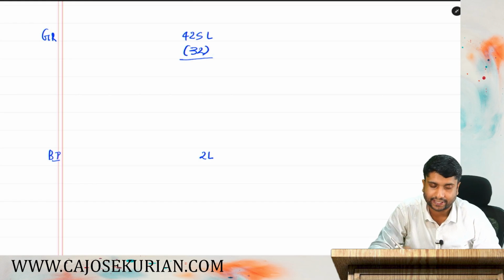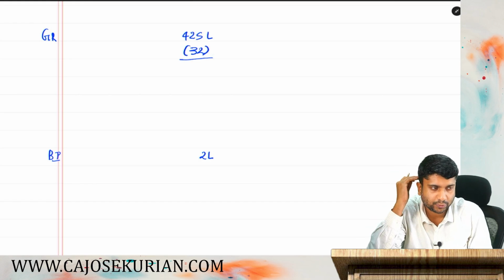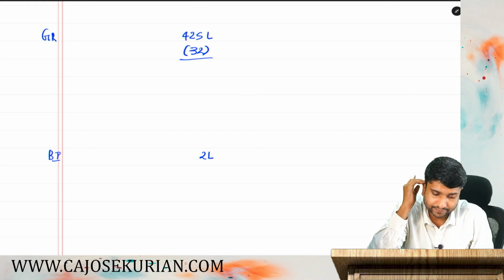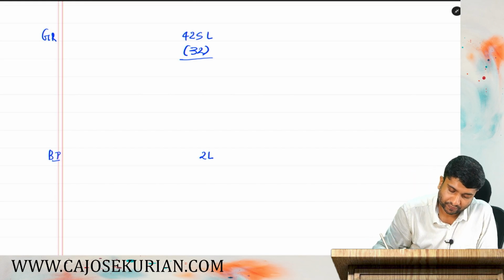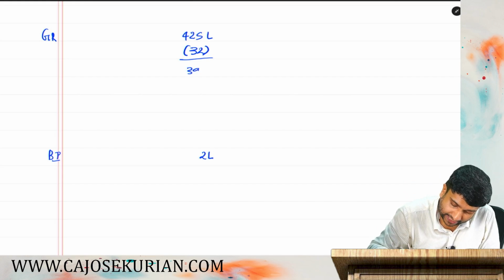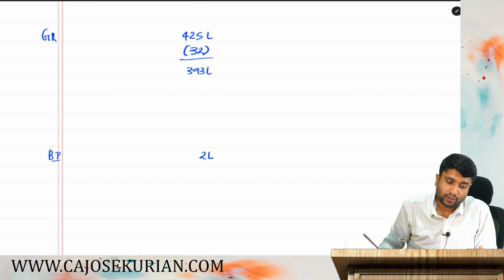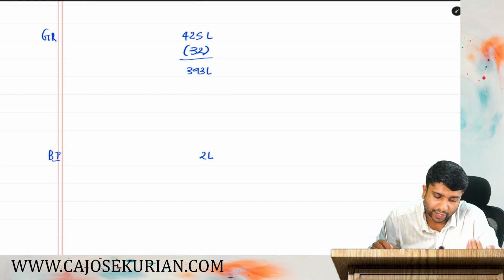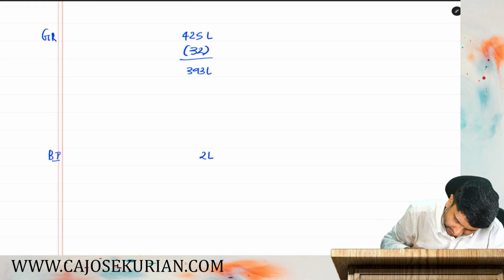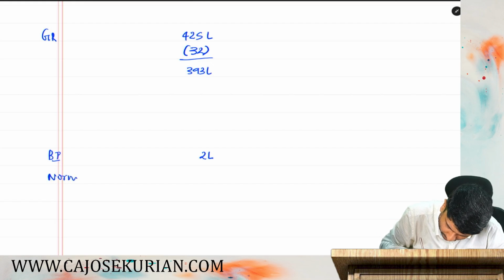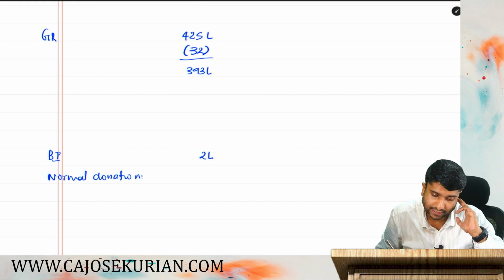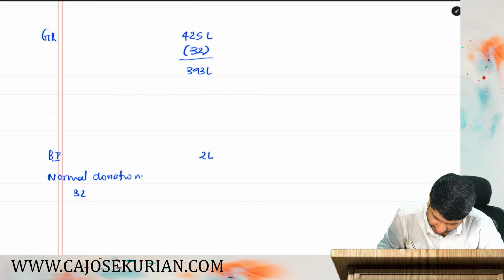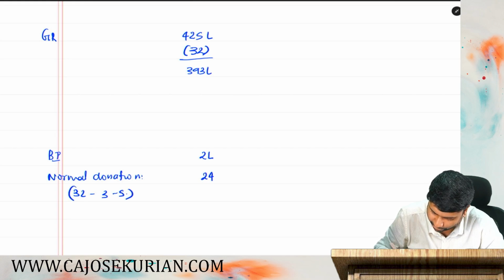How much will be the net then? How much is 425 minus 32? Help me with the math. 393 lakh. Let it be there. Now, how about the donations? Voluntary contributions received from public is 32. It includes corpus 3 and anonymous 5. So, how much is the normal voluntary contribution? Normal donation is 32 total minus 3 minus 5. That will be 24.